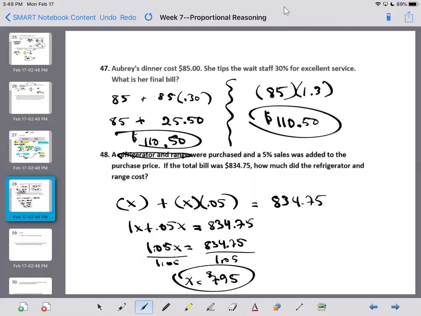Now, if we wanted to just say, well, I don't know what the price was, but I know that with the sales tax, it would be 1.05x. Could I write it this way? Yes. You're just going to divide both sides by 1.05, but you did that over here anyway. So that same answer would be $795.